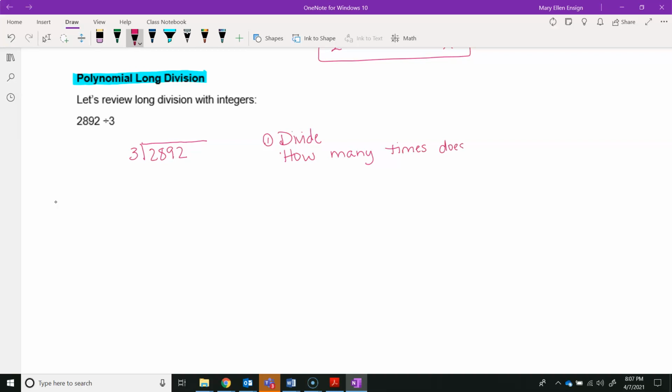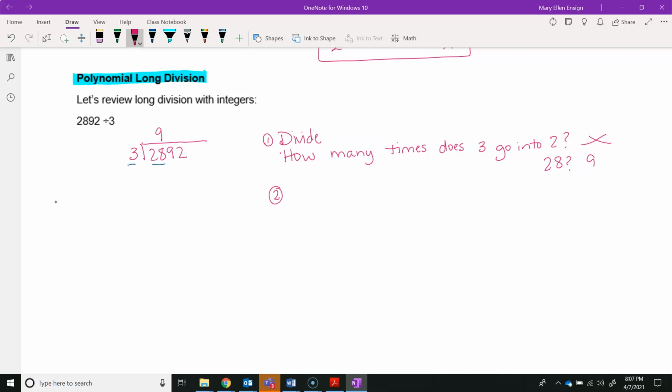And what we're doing is, in this case, we're saying how many times does 3 go into 2, right? We'd say 3 goes, well, it can't. So how many times does 3 go into 28? Okay, so that's what we're looking at first, right? We're looking at the 3 and the 28, and we're saying how many times does 3 go into 28, and whatever I get for that, in this case it's 9, that's how many times it goes in without going over.